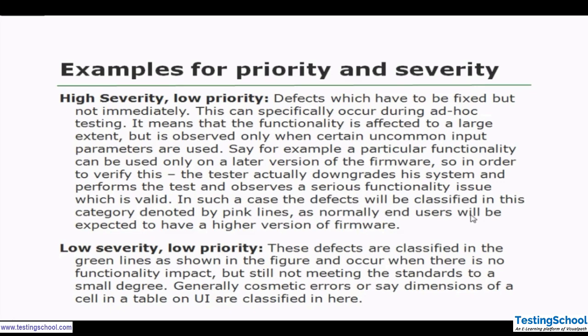Then we have the low severity and low priority. These kinds of defects are the cosmetic defects, like the UI defects. Generally, cosmetic errors or dimension errors in the table are called low severity and low priority defects, or any UI issues. So in this section, we have seen what severity and priority are, and we have seen them with different examples.